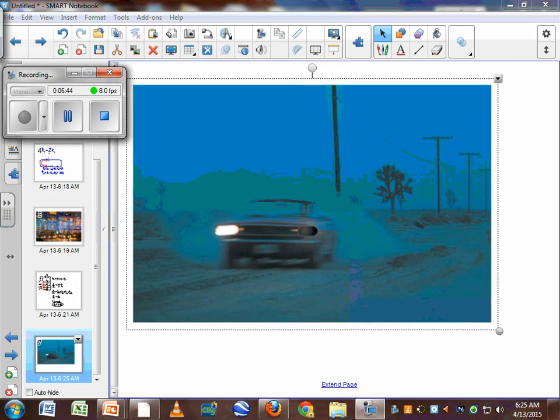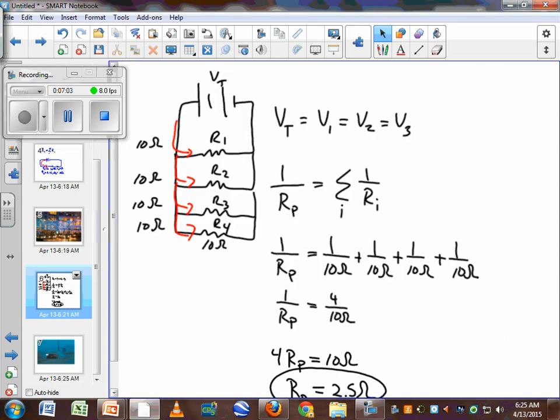Luckily, the headlights of a car are in parallel to each other, because if one headlight goes out, the other one still stays lit. If they were in series, if one headlight went out, both headlights would go out. But since they're in parallel, one headlight goes out, one will stay on. So if you look at the circuit here, if you take this resistor and take it out, current can still flow in those other 3 resistors.